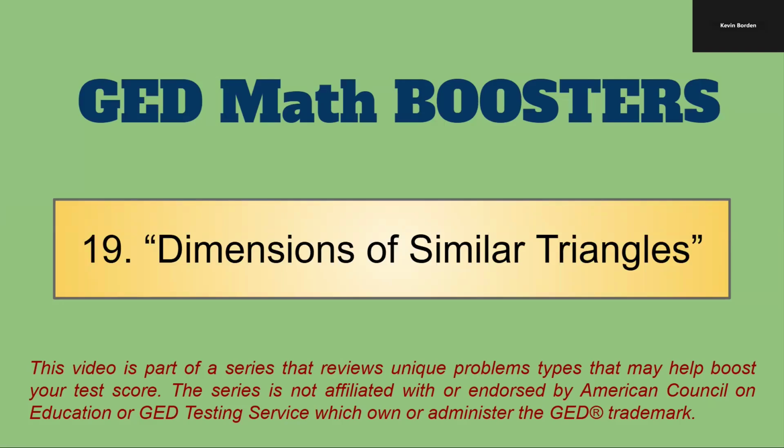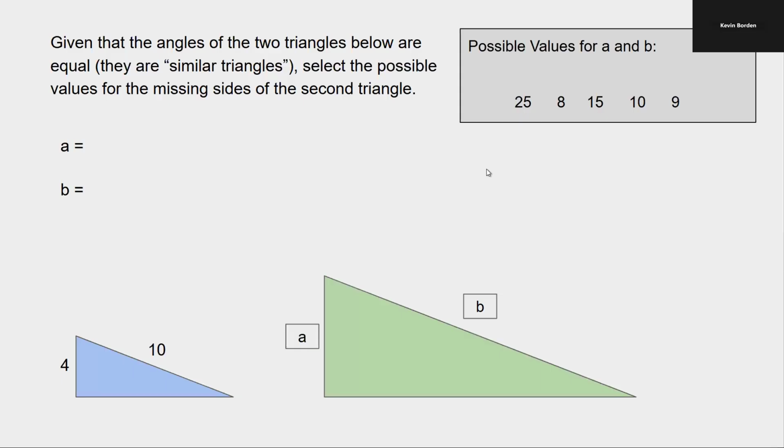Welcome to this GED Math Booster video. The topic today is dimensions of similar triangles. This problem also has kind of an unusual answer format. You can see that we are being asked for a value of A and B.